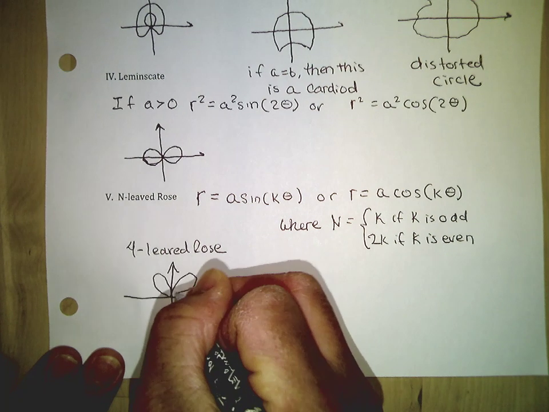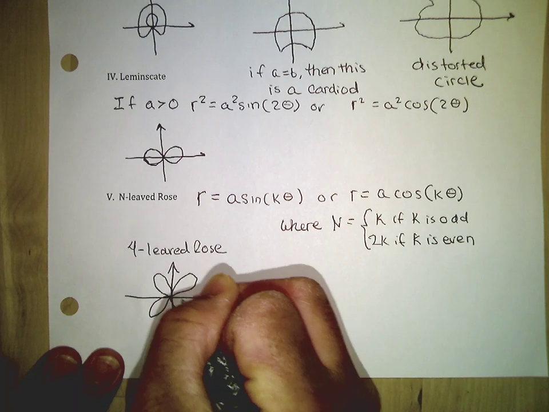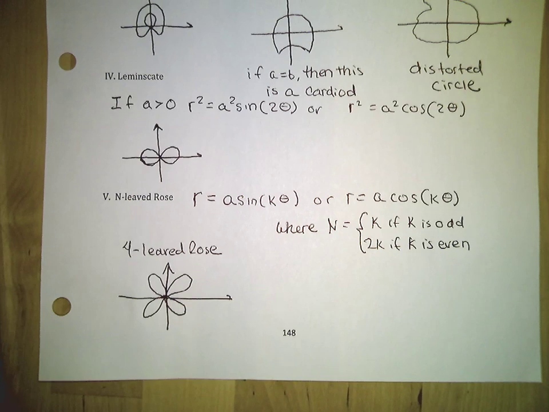And here we go. This is a 4-leaved rose example.